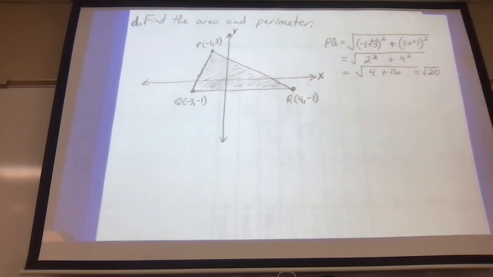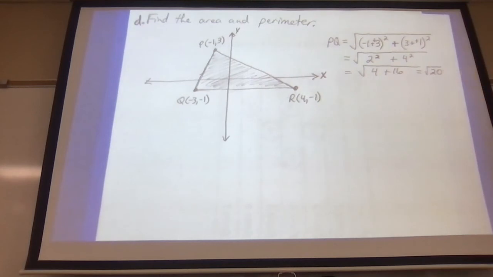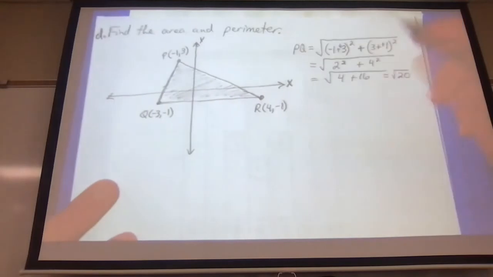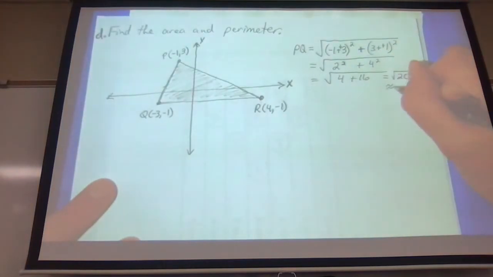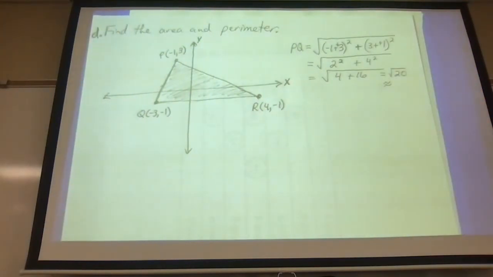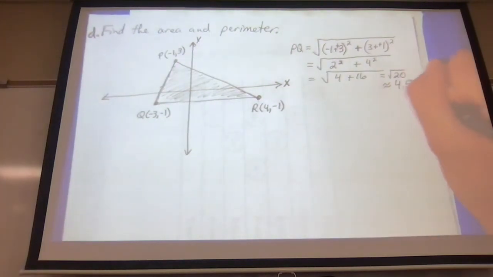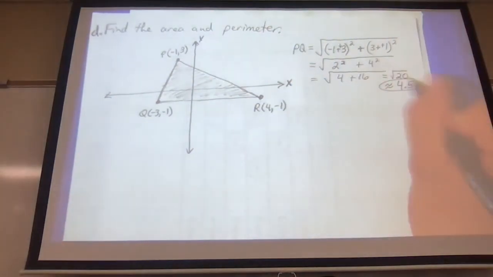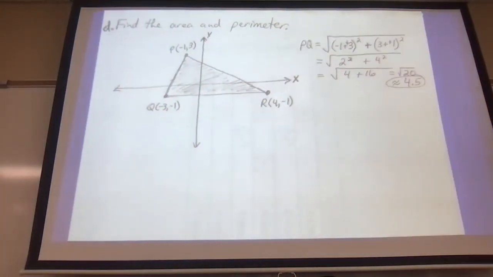And now with square root of 20, usually we're going to do simplest radical form. Since we're trying to find the perimeter, the distance around it, we're going to go ahead and use the calculator to round this off. Since we're finding perimeter. Square root of 20 is about 4.5. Put it in there. So we found the length of PQ. That first side is about 4.5. I'm going to circle that.